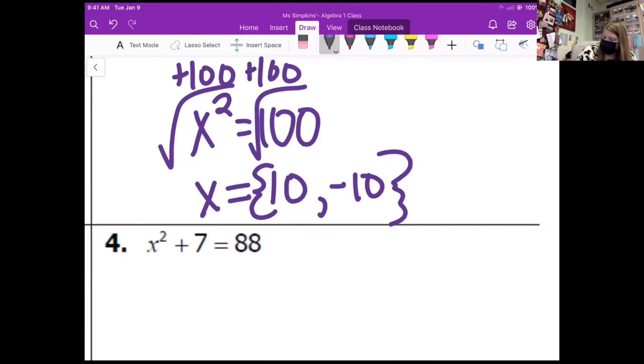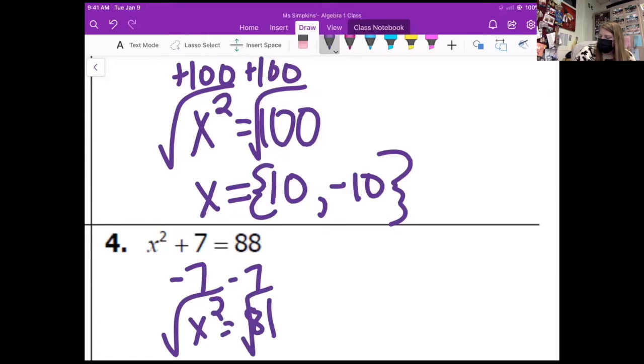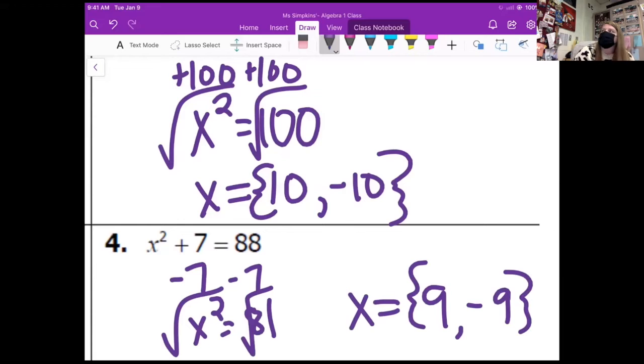Okay, so you should have first subtracted 7 to get x squared equals 81. And then when we take the square root, x equals 9 and negative 9.